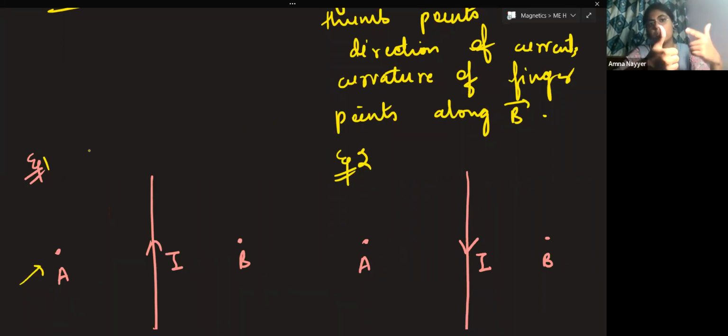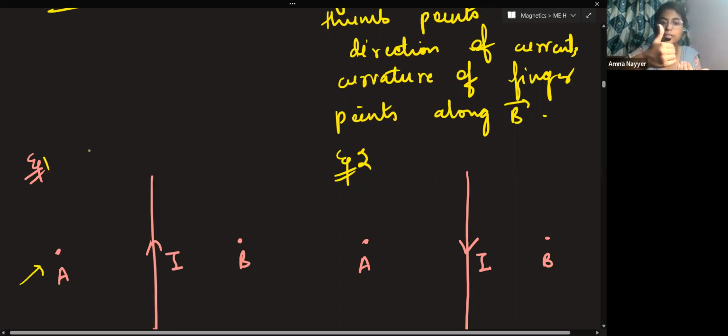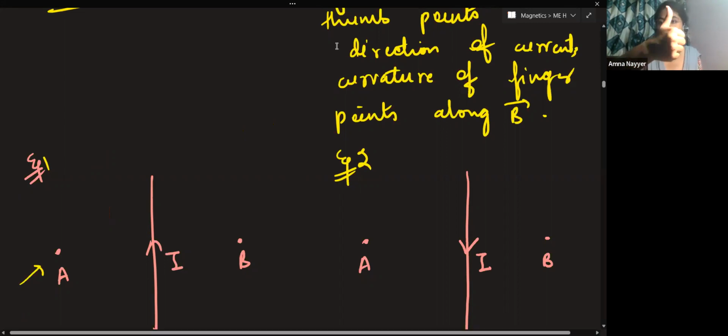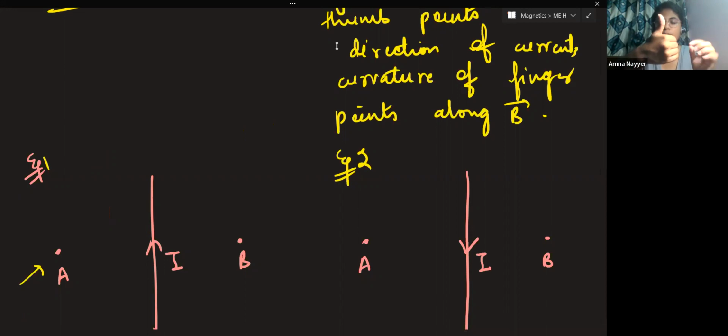Try it. All of you try it at your home also, from wherever you are attending the class, right? And then the curvature at point A. So at point A, the fingers are curling out of the page. Which page you have to make all the references to. This is the flow of current at point A. Current is flowing towards me, out of the page. So we call this outwards.